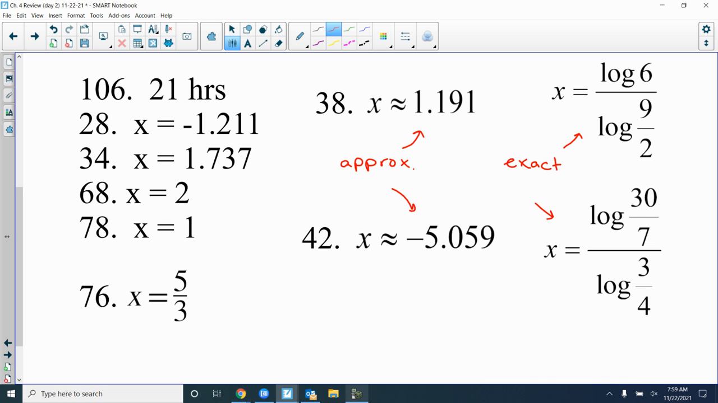Okay, those are two answers. Yeah, and then for 68 and 78, there was an answer you had to throw out. You should be getting two answers. You had to throw out. Don't ignore that 76. You didn't have to do that.